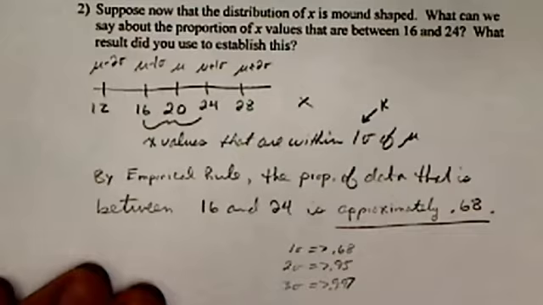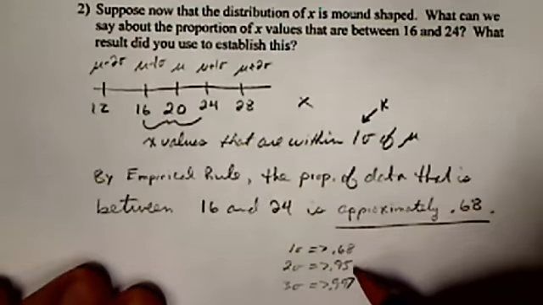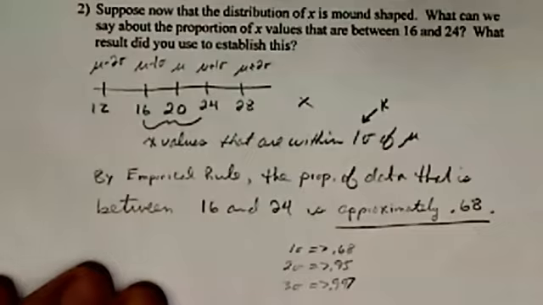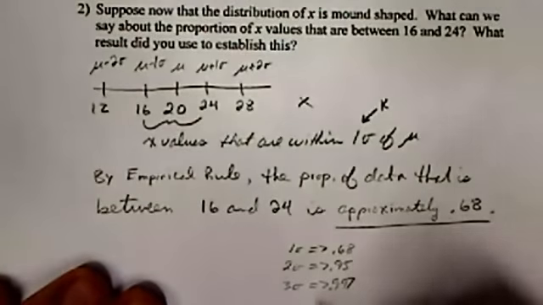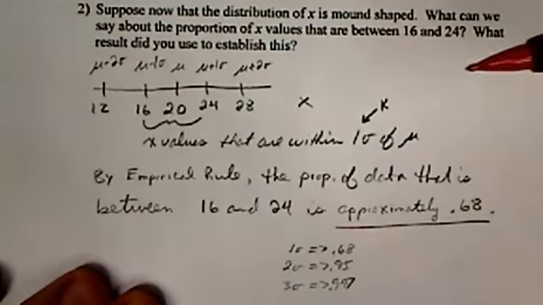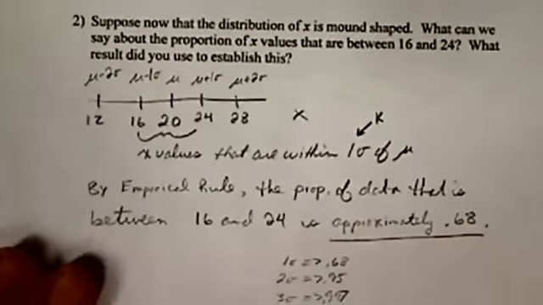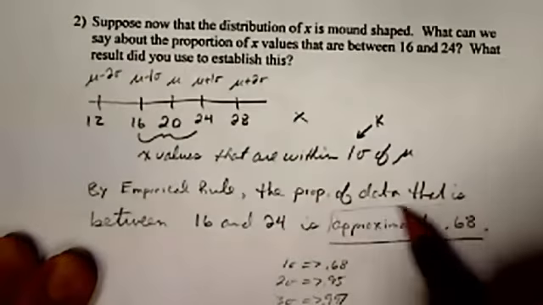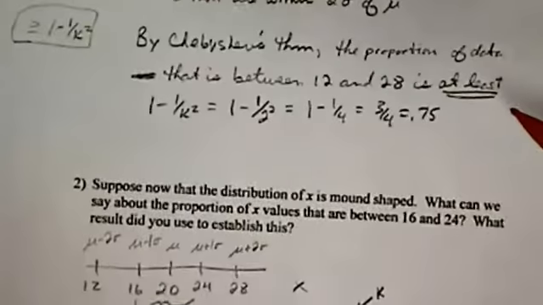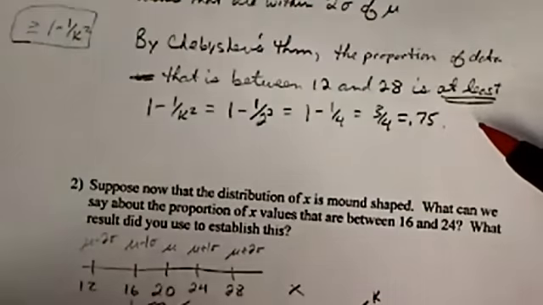And so if we just think about what this says, data values that are within 2 standard deviations of the mean are pretty likely to be observed. But data values that are outside of 3 standard deviations of the mean, you're not going to see a whole lot, because most of the data is within 3 standard deviations of the mean, at least when the distribution is mound-shaped. Okay. Some differences here between what we got in 1 and 2. This is 0.68, but our answer is approximately 0.68. And here we have 0.75, but it's at least, because that's how Chebyshev's theorem is worded.